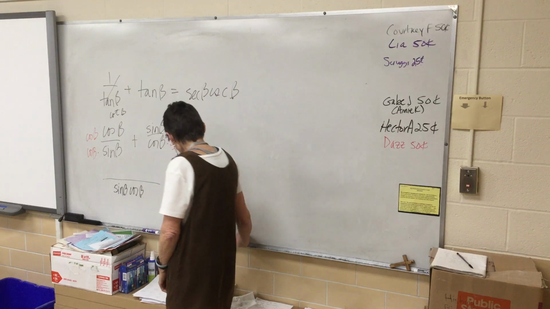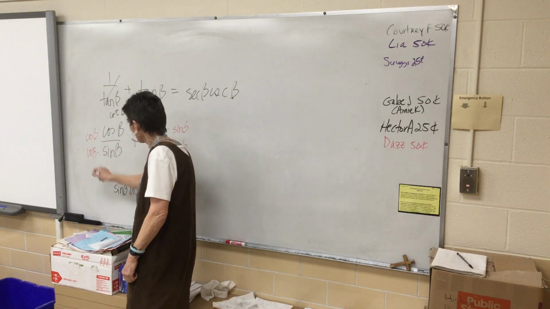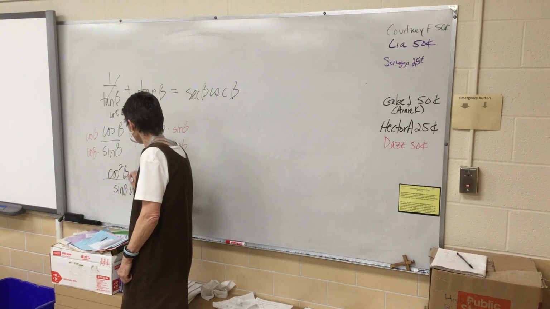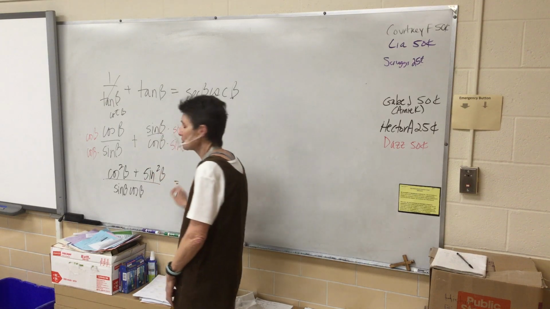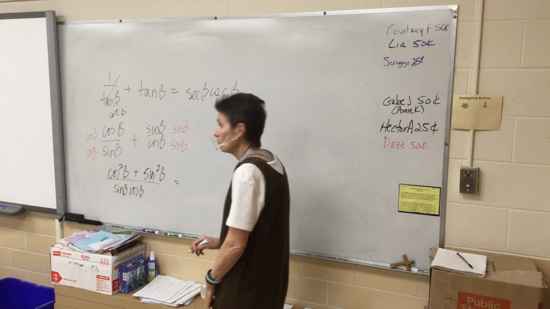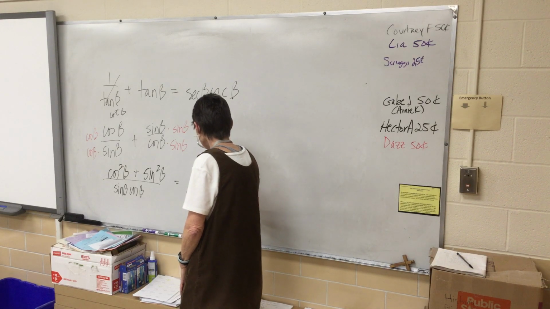All right, so what do I got now in my numerator? Cosine squared. Oh my gosh. And cosine squared plus sine squared is 1. So we have 1 over sine cosine.